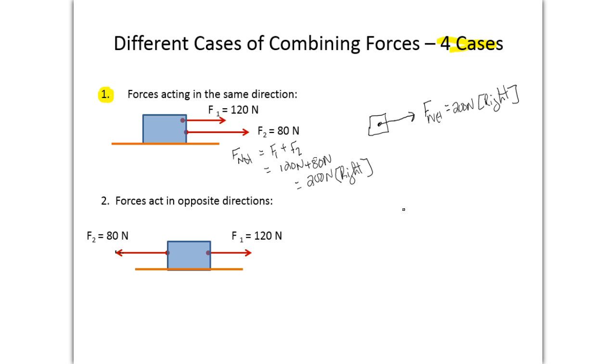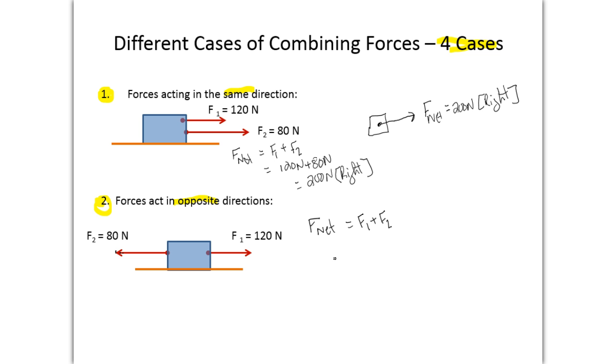Or you could say to the east, as long as you were indicating a positive direction. Now your second case, well, they can act in opposite directions. So you can have the same direction, you can have opposite directions. And approach it same as you did with the last question. So force net will be your force 1 plus force 2.